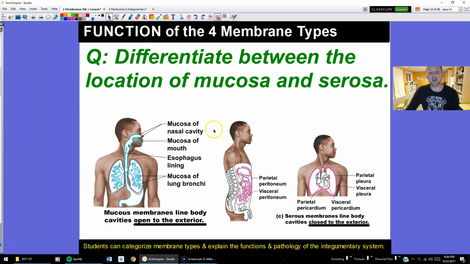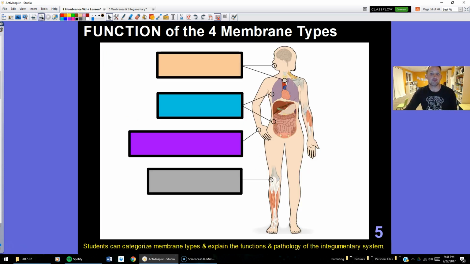So if you guys said a big difference, if you can see it here, kind of small on a phone, your mucosa lines open body cavities, your serosa lines closed body cavities, just like we went over in the schema unit. Some tissue types: stratified squamous, simple columnar, simple squamous. Those are the tissue types I mentioned.